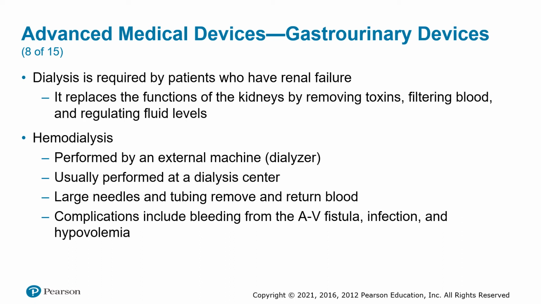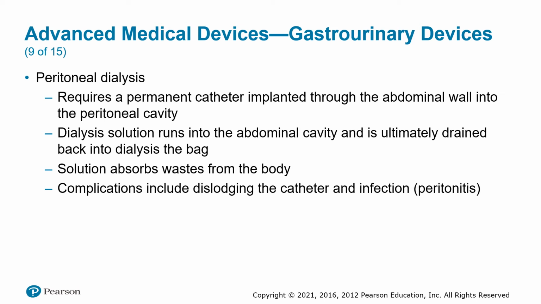We talked about dialysis, so there's hemodialysis for renal failure, end-stage renal disease. It replaces the functions of the kidneys by removing those toxins and filtering blood. Peritoneal dialysis is where the catheter is implanted into the abdominal wall, and it runs typically at home overnight.